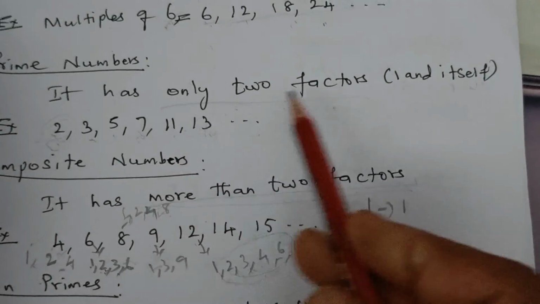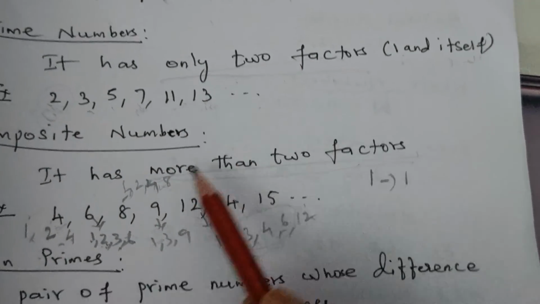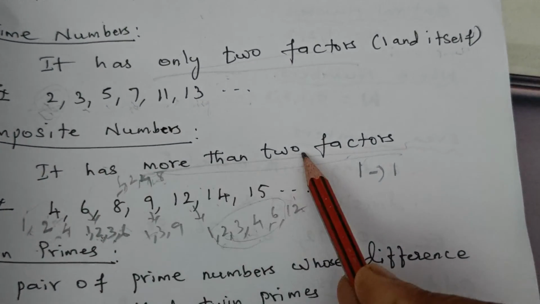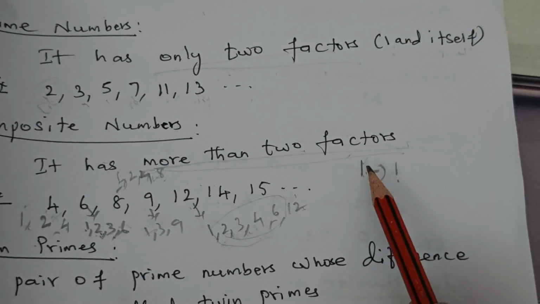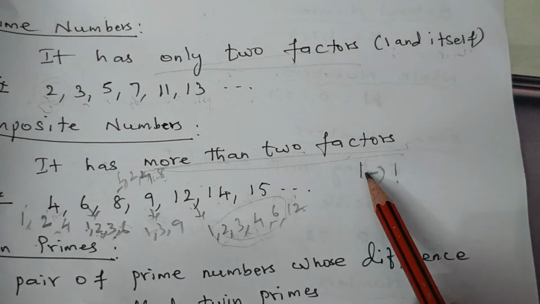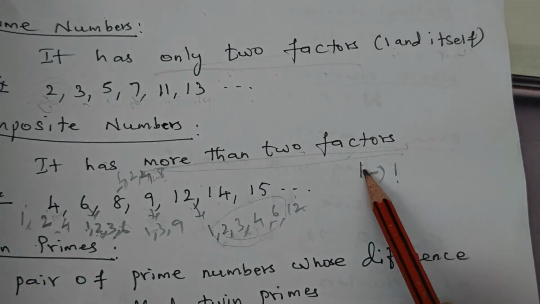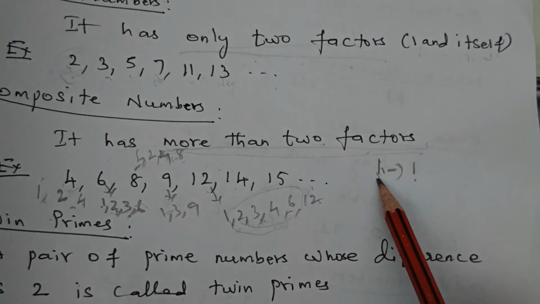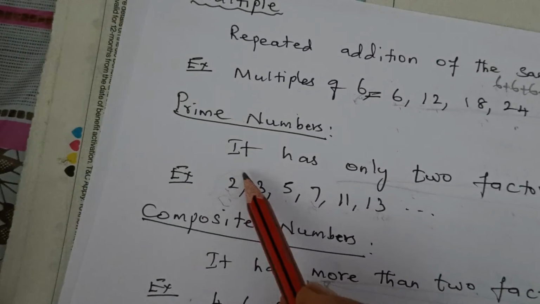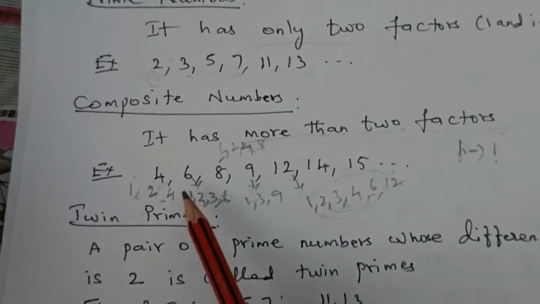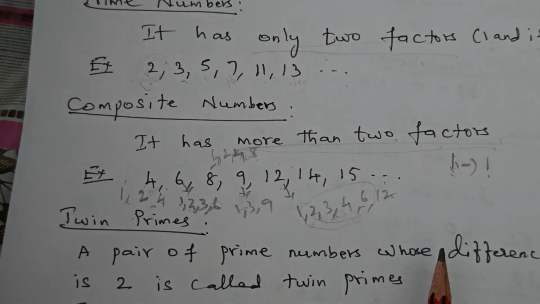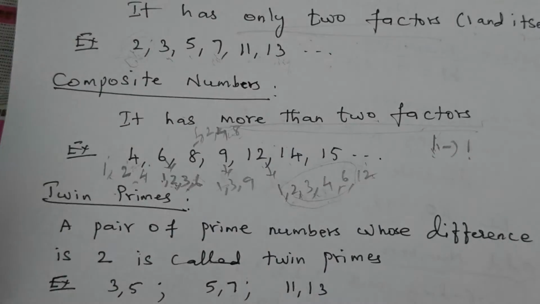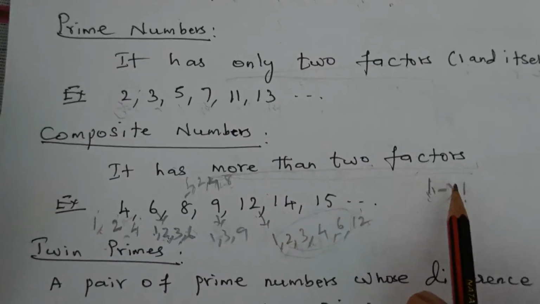So prime numbers have 2 factors. Composite numbers have more than 2 factors. But 1 has only 1 factor. So 1 is neither prime nor composite. The number 1 is not a prime number, and it is not a composite number. It doesn't come in prime numbers, and it is not there in composite numbers either. So you should be very, very careful. 1 is neither prime nor composite.